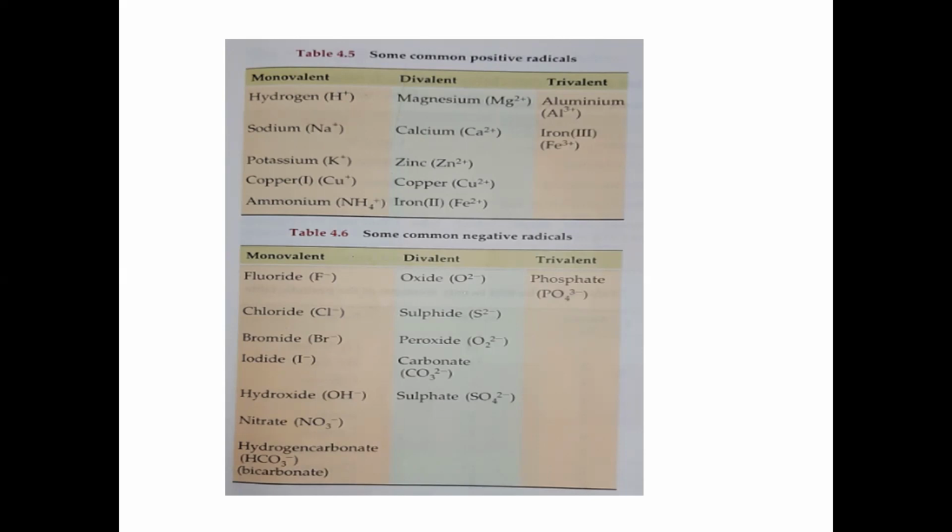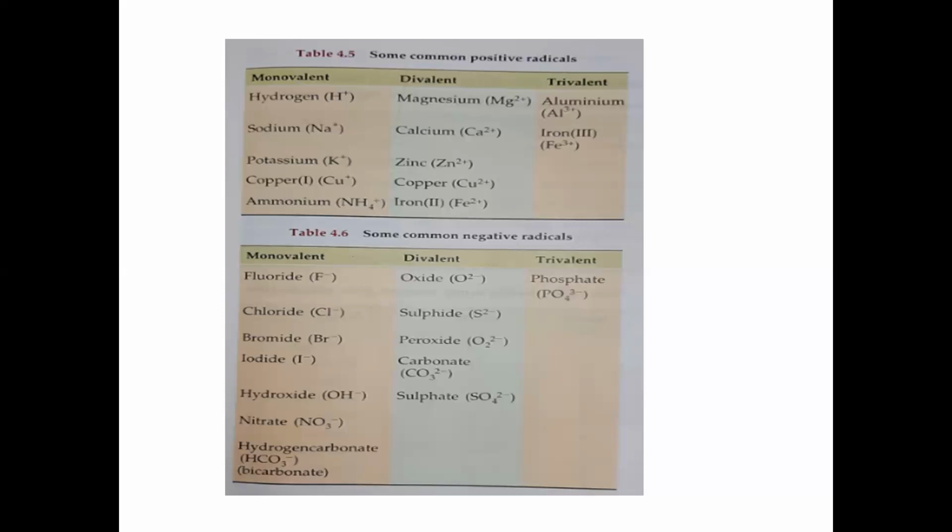Now divalent, it means two are there. So magnesium Mg2 plus, then calcium Ca2 plus, then zinc Zn2 plus, then copper Cu2 plus, then iron Fe2 plus. Then now next heading is trivalent. So in that aluminium Al3 plus, then iron Fe3 plus.